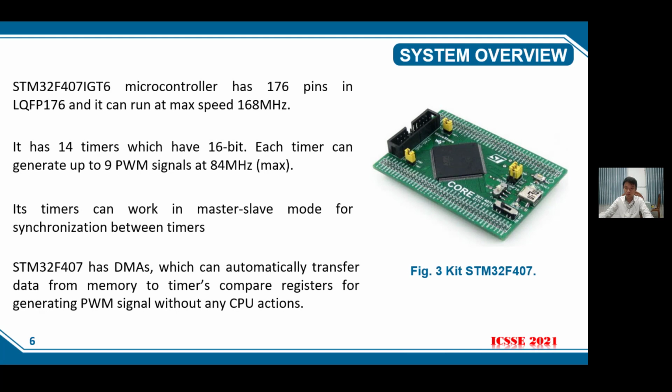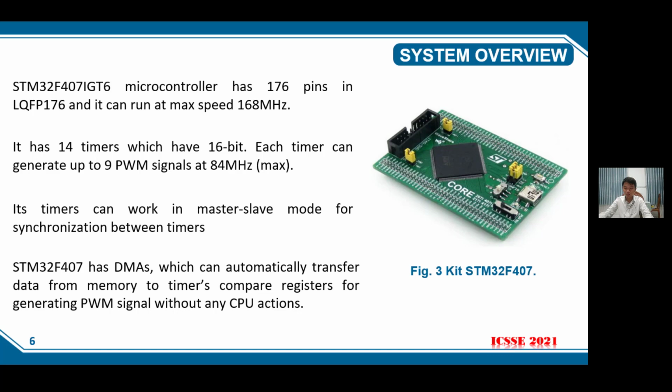In this paper, we use the STM32F407 kit to control the T-type inverter. Basically, the STM32F407VGT6 kit was used, so I will introduce its features. The STM32F407 microcontroller has 176 pins and its clock can run at 168 MHz.